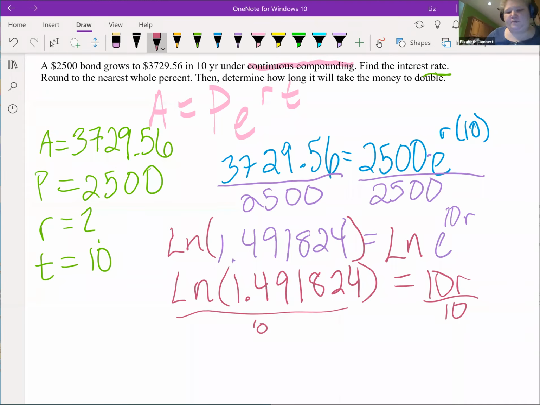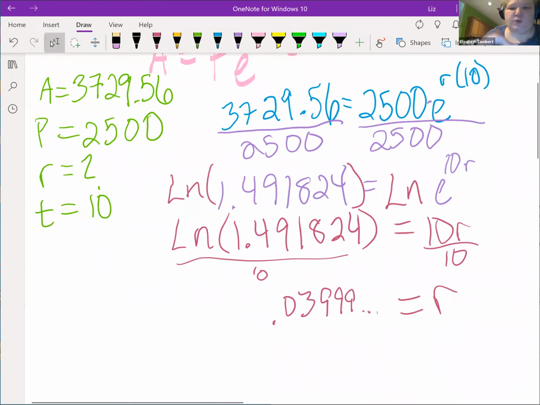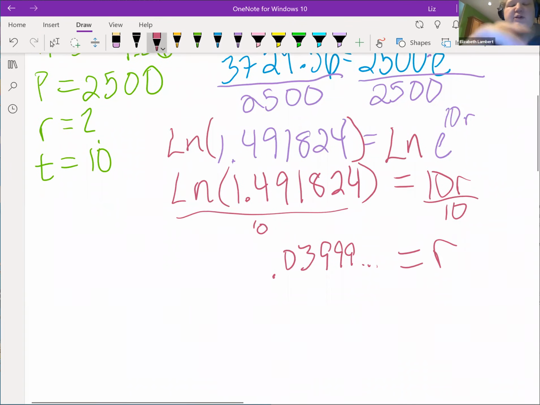0.039999999532. So actually, 5 nines. It does say up here to the nearest whole percent. Well, this is a decimal right now. It's not even a percent. So let's convert it to a percent first, which is move 2 decimal places, or really multiply by 100.